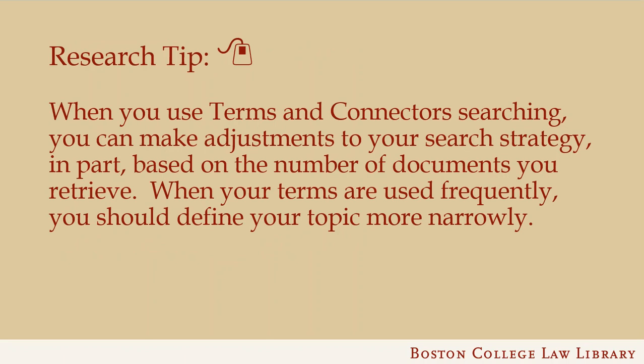Here's another research tip. When you use Boolean terms and connectors searching, you can make adjustments to your search strategy in part based on the number of documents you retrieve. When your terms are used frequently, you should define your topic more narrowly. When there don't seem to be a lot of cases directly on point, try thinking more broadly, or of adding analogous situations to search for.